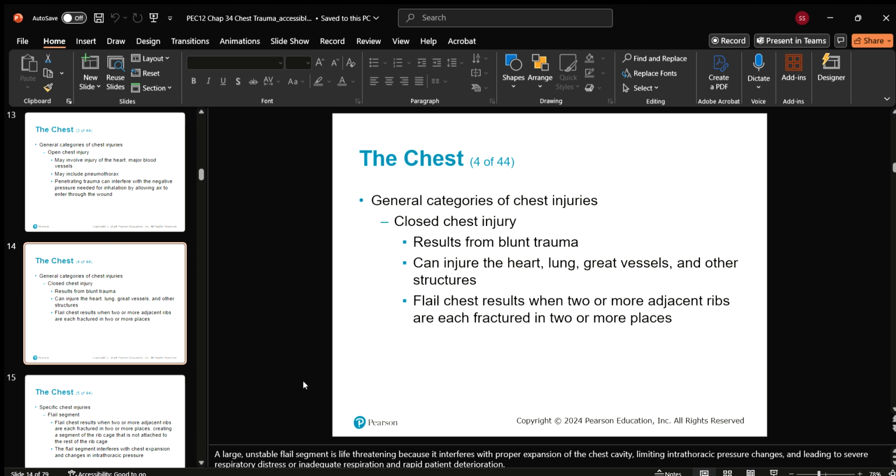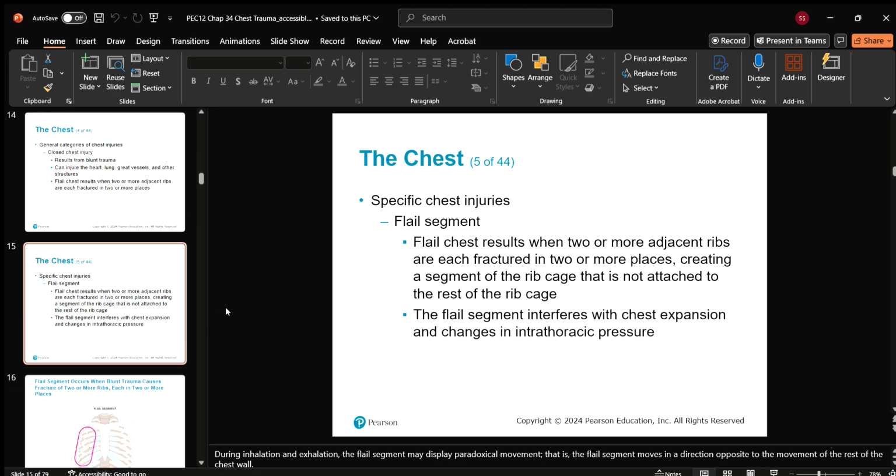And we're also going to talk about flail chest and what the definition of a flail chest is. And we have a very long segment here that's coming up. So a flail chest segment, you're probably going to get a test question on this about what it is. It is two or more ribs that are next to each other, so they have to be adjacent, that are fractured in two or more places. So two or more ribs that are next to each other or adjacent, fractured in two or more places.